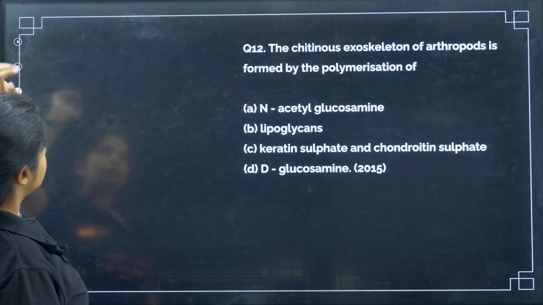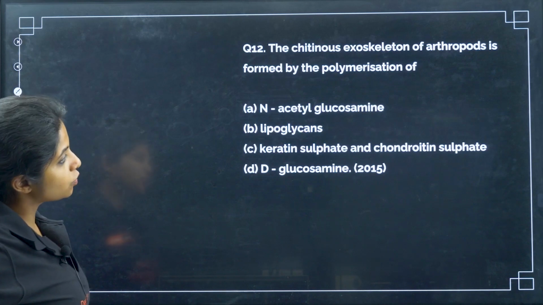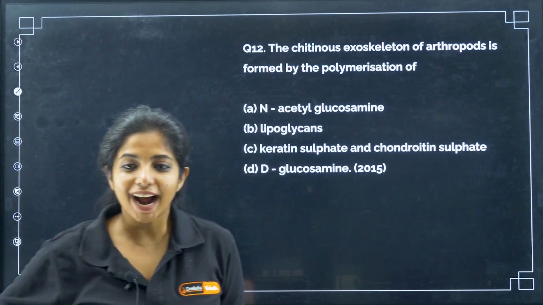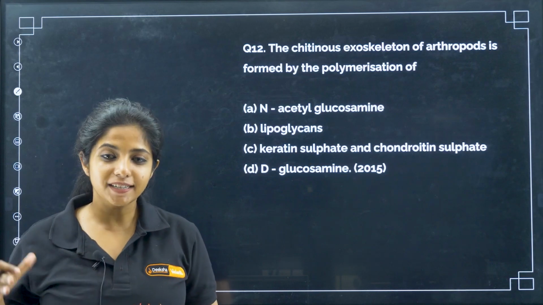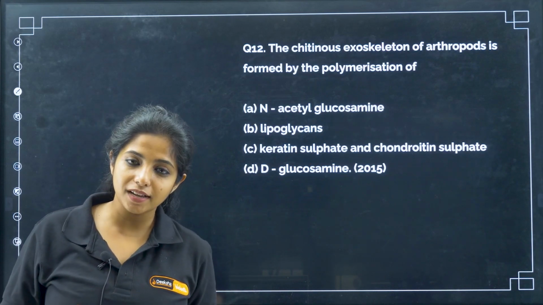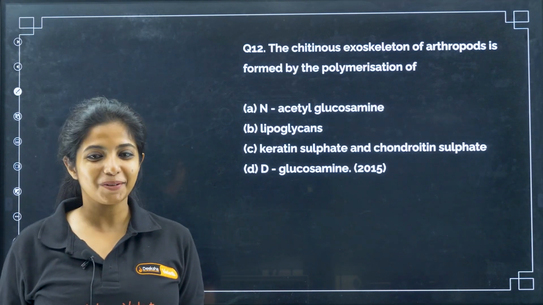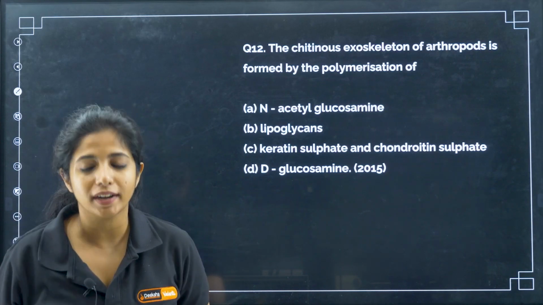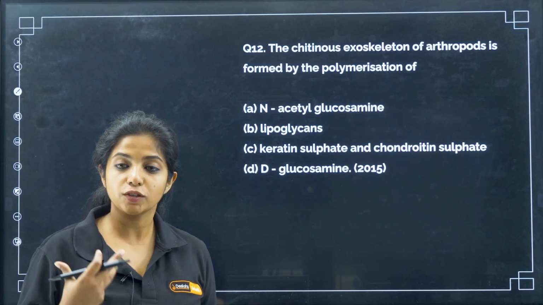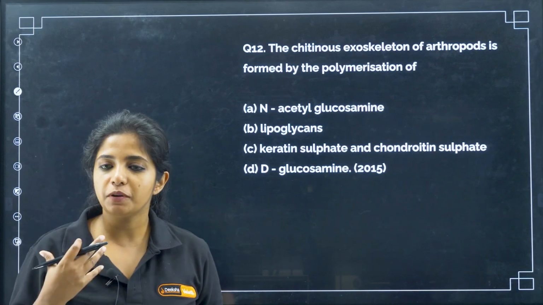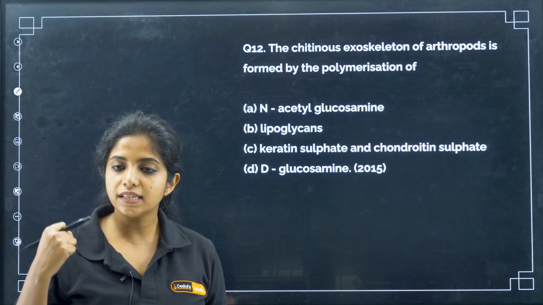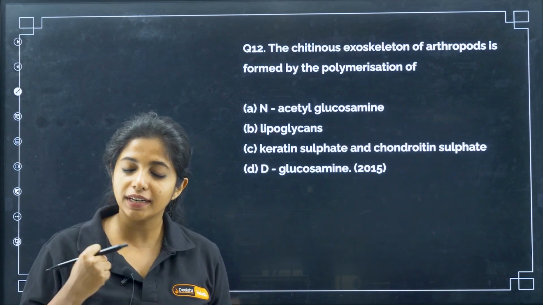There's only H. Now, the chitinous exoskeleton of arthropods is formed by the polymerization of. Do not get a heart attack seeing this question. I know that certain things are not there in your NCERT, still it is being asked, but yes, you have to understand it, you have to remember it. So, chitinous exoskeleton. Chitin is made up of what? Chitin, which is a part of the exoskeleton of arthropods, it is made up of what? N-acetyl glucosamine, lipoglycans, keratin sulfate and chondroitin sulfate, or D-glucosamine.